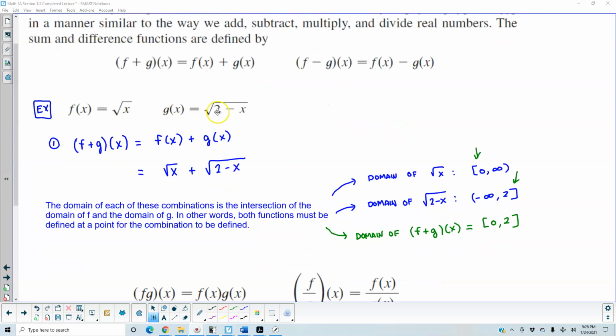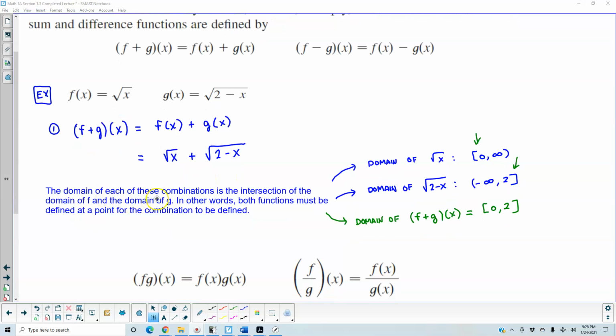So if I have these two functions, and let's say that I want to go ahead and solve for f plus g of x, we write out the definition to be f of x plus g of x. We know that f of x is the square root of x, and we know that g of x is the square root of 2 minus x. So it becomes the square root of x plus the square root of 2 minus x.